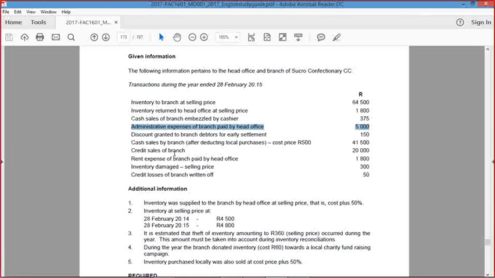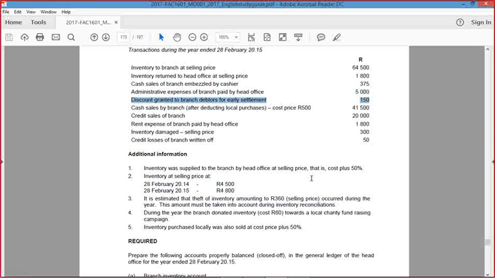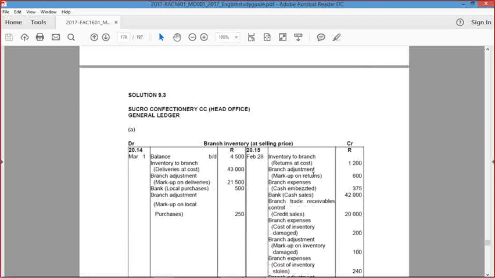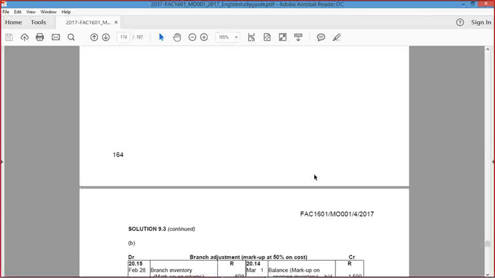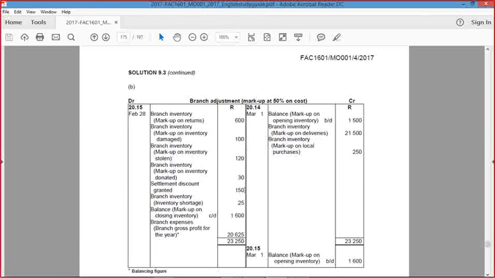Cash sales by branch. Do you not have this amount in your book? Which one? This one, 150 for the discount. Oh no, I don't have it in my book. Okay, because this was the 2017 book that they've got on MyUnisa. So if you download it from MyUnisa, this is what the book looks like. Is 150 in your solution for the discount? Let's have a look. It would have been part of the branch adjustment. Here it is.